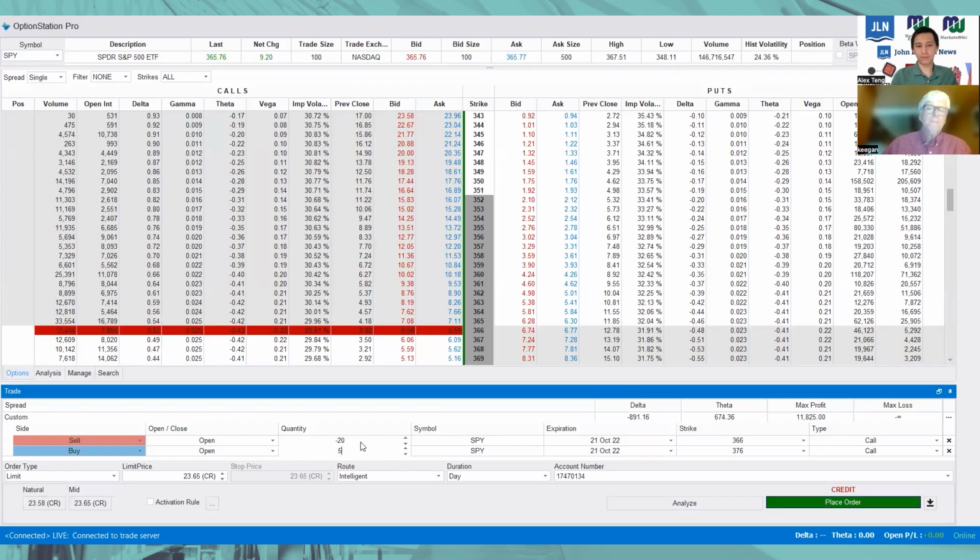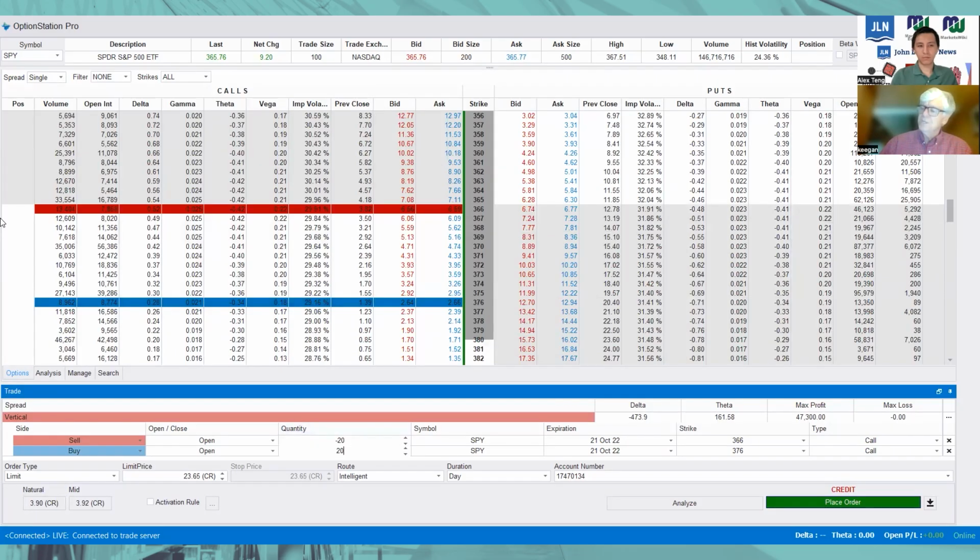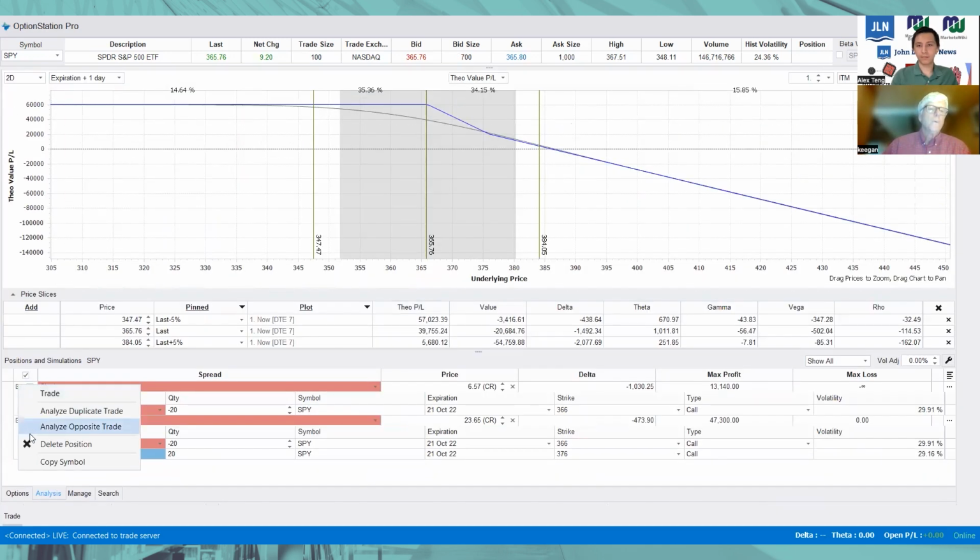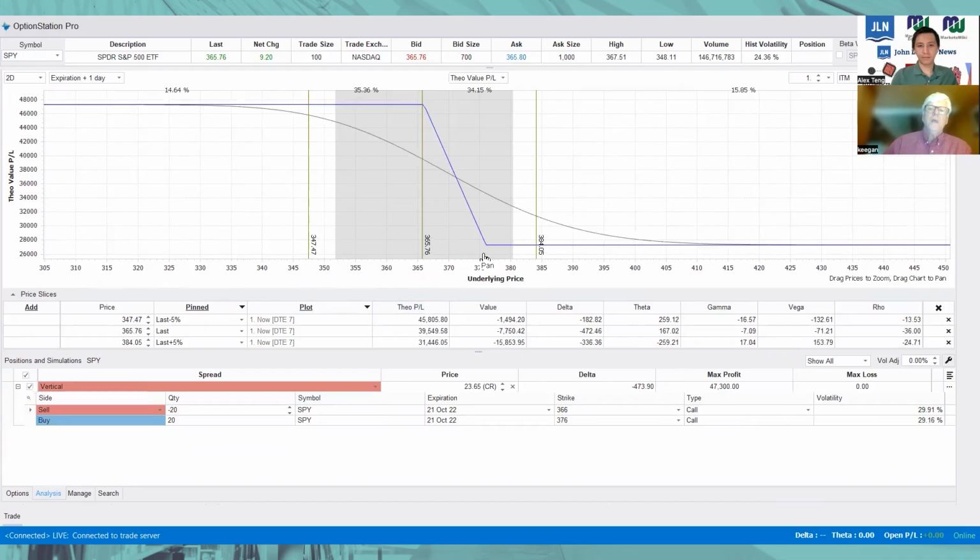And we buy the 376 at 2.65. So basically we got 3.57, 372. Now we're going to look and see how much money we can make on this. Here's a classic short vertical call spread. The most we could make is, once again, below 366.